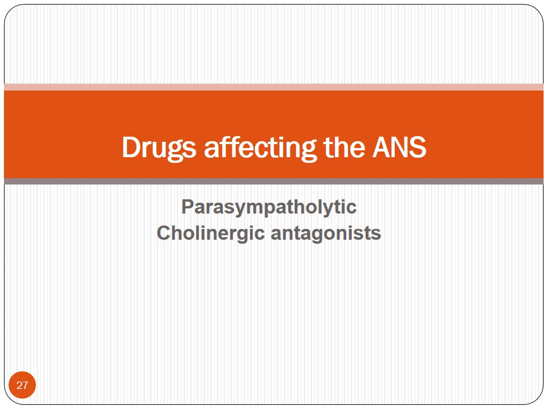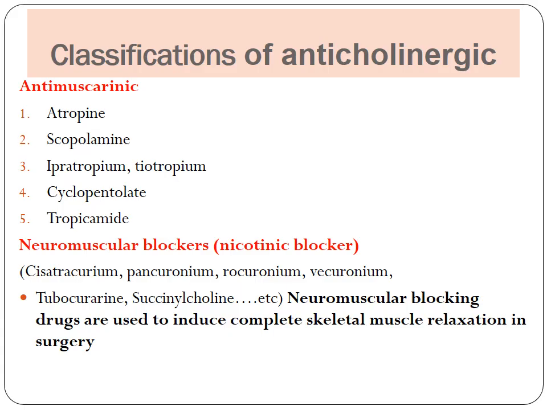The last group of drugs that affect the autonomic nervous system is the parasympatholytic. So we are going to block the parasympathetic nervous system, also called cholinergic antagonist, anticholinergic or parasympatholytic. It is classified according to their affinities to the receptor. So we have muscarinic blockers and nicotinic blockers.